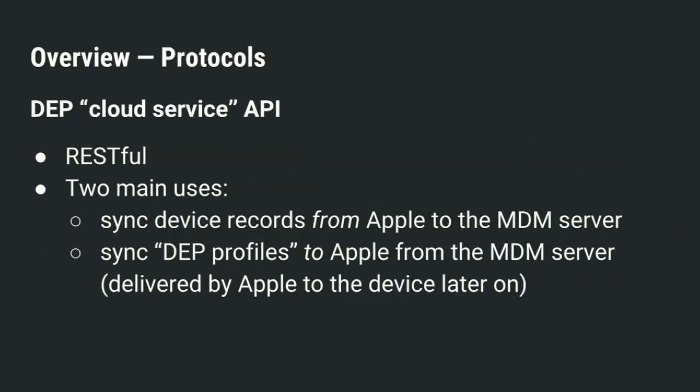Okay, the Cloud Service API, what is this thing used for? It's another RESTful API. There's 2 main use cases. One is to sync device records. So when a reseller or Apple themselves adds a new device into their internal DEP database somewhere, then those device records need to be synced over, pulled into the MDM product somehow. That is done over this DEP Cloud Service API. And then the other thing that happens is the MDM vendor pushes back what's called a DEP profile, which contains a few different things. And that DEP profile is delivered to the device later on, the first time it boots up.